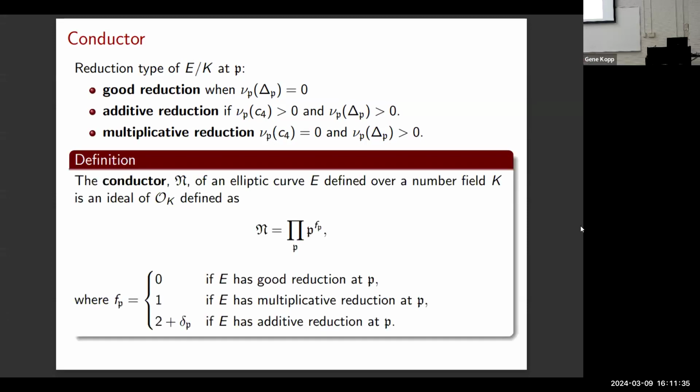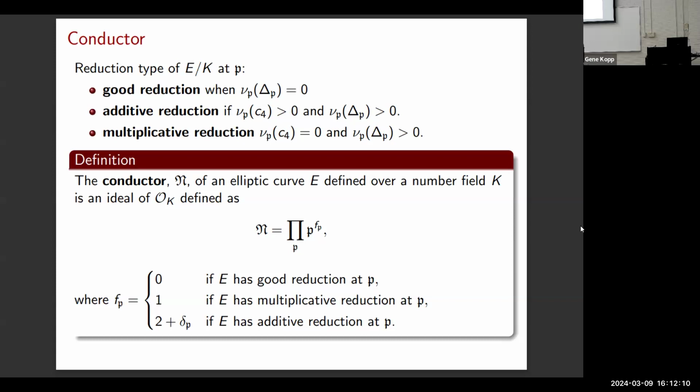I'm defining the conductor over any ideal. In general, you can think about it as a number, but again, we're doing it over a number field. So it's an ideal which is defined like this. And this valuation right here, this f_P, is actually this valuation right here. This f_P is not this valuation right here. f_P is a constant which can be either 0 for good reduction, 1, or this quantity right here.